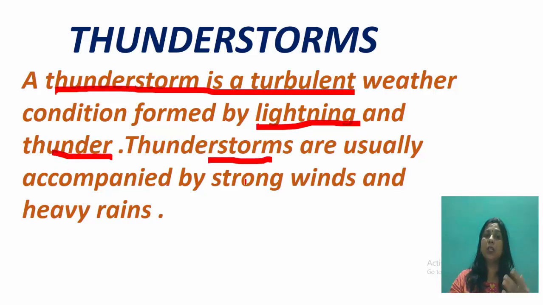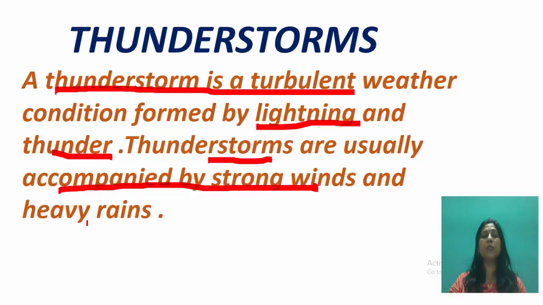Whenever these thunderstorms come, they are usually accompanied by strong winds and heavy rain. जब भी thunderstorms आता है, thunderstorms में mainly lightning और खूब जैसे कहते हैं ना बिजली चमकती है और बादल गरजते हैं, गड़गड़ाहट, that is thunder. Okay, और जब thunderstorms होता है तो उसमें बाद में तेज हवाएं और बहुत तेज बारिश भी होती है. Okay, and this turbulent means very violent.